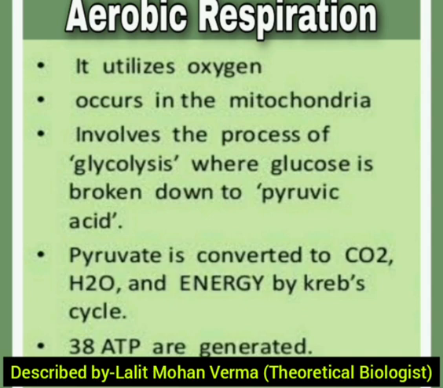Now aerobic respiration, it is clear that it will utilize oxygen. Second, it occurs in the mitochondria only. It involves the process of glycolysis where glucose is broken down to pyruvic acid. Pyruvic acid is converted to CO2, water, and energy by Krebs cycle, and 38 ATP are generated. 38 ATP are a lot of energy compared to anaerobic respiration in lack of oxygen. So this is all about aerobic respiration.